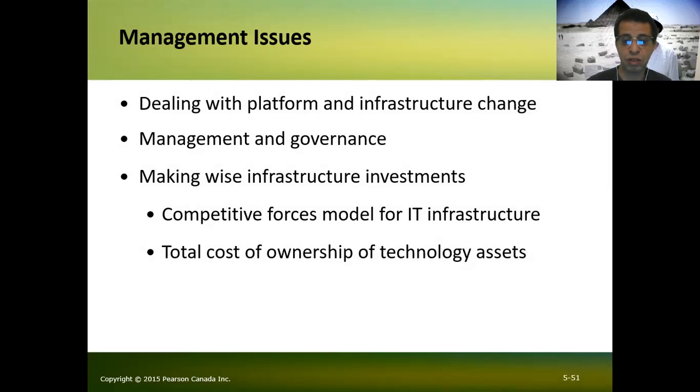You look at the total cost of ownership of technologies. Right now, what's your cost? In the future, what's your cost? If you are using these for the next 5 years, what's the hidden cost? You need to discover these things.